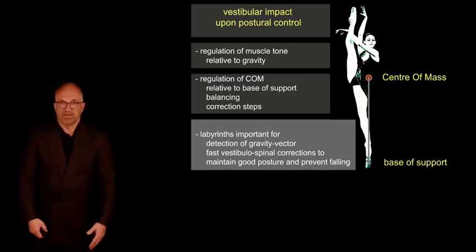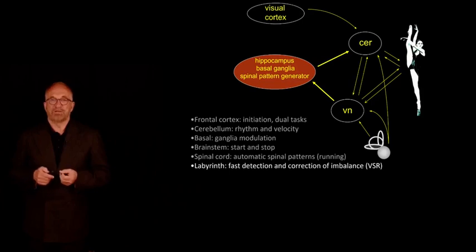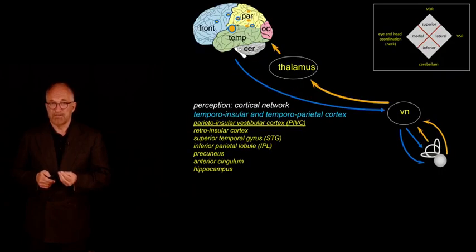Now there are many structures controlling balance: the frontal cortex, the cerebellum, the basal ganglia, brainstem, spinal cord. What is the specific contribution of the labyrinth? Speed. Again, speed. Fast detection and correction of imbalance. That means that if you lose that information, you are impaired regarding balance control. I'll show that in a moment.